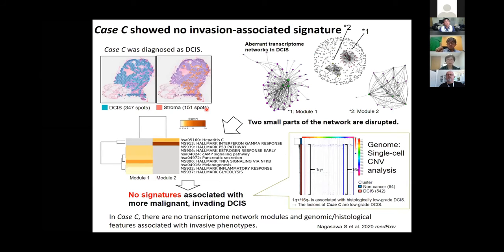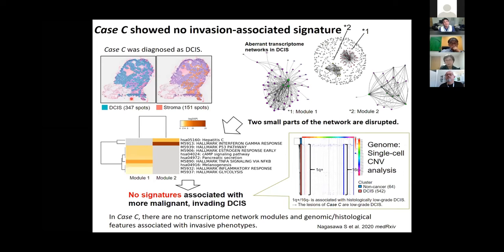So case C was the case where a PIK3CA mutation was found instead of a GATA3 mutation. And in this case, the patient experienced no relapse, so the cancer was benign.